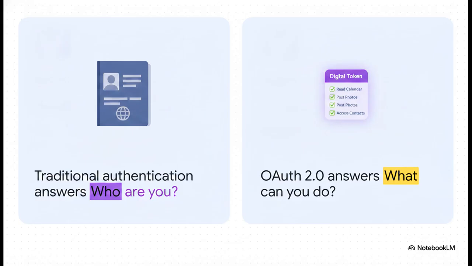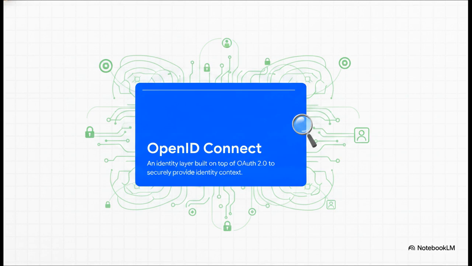When you look at OAuth versus traditional authentication, if an application just uses an OAuth token to log you in, it's essentially peeking at a credential that was never actually designed for identity verification. And because of this exact gap, the industry created OpenID Connect, or OIDC. OIDC is a specialized identity layer built directly on top of OAuth 2.0. So when an application needs to know both what it's allowed to do and who you actually are, it uses OAuth and OIDC together. This combination is the absolute gold standard for modern, secure logins.